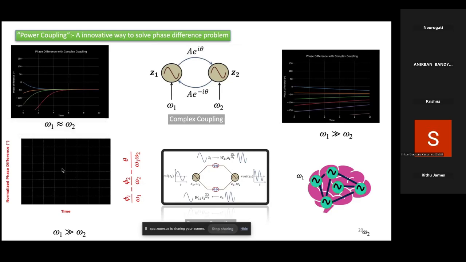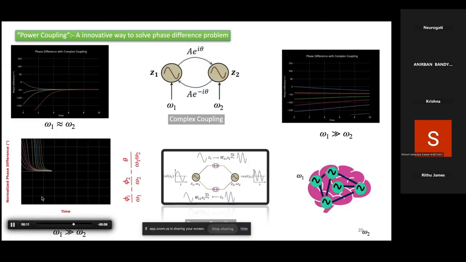And if we plot this in a normalized phase difference, like phi 1 by omega 1 minus phi 2 by omega 2 minus theta by omega 1 and omega 2, we'll see that the solutions ultimately come down to a steady state phase difference.